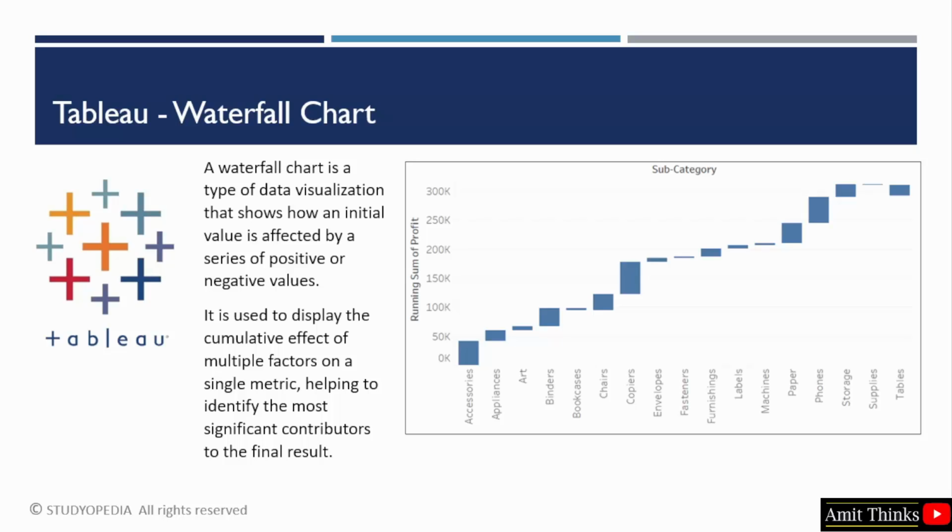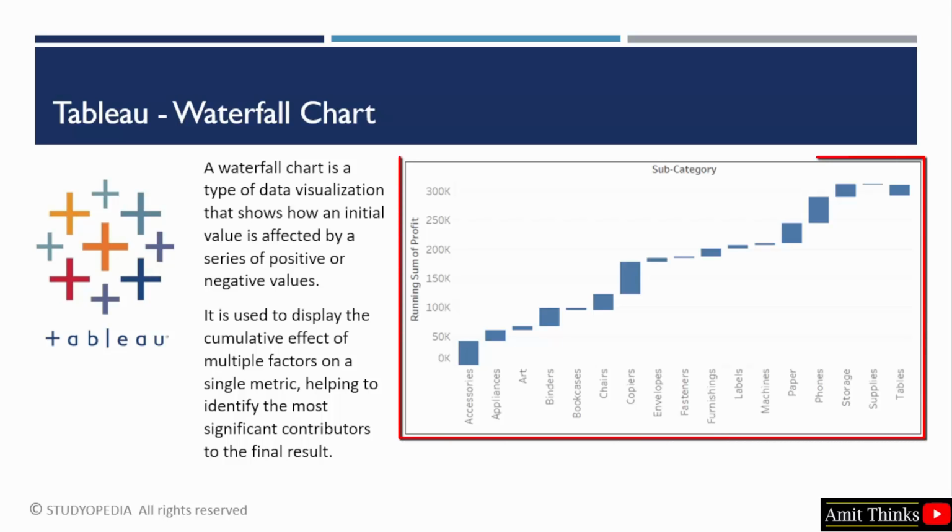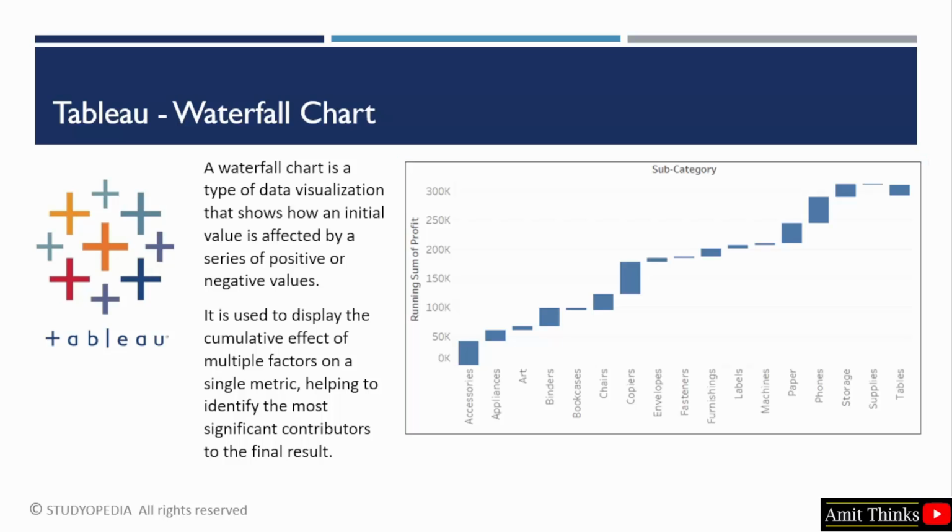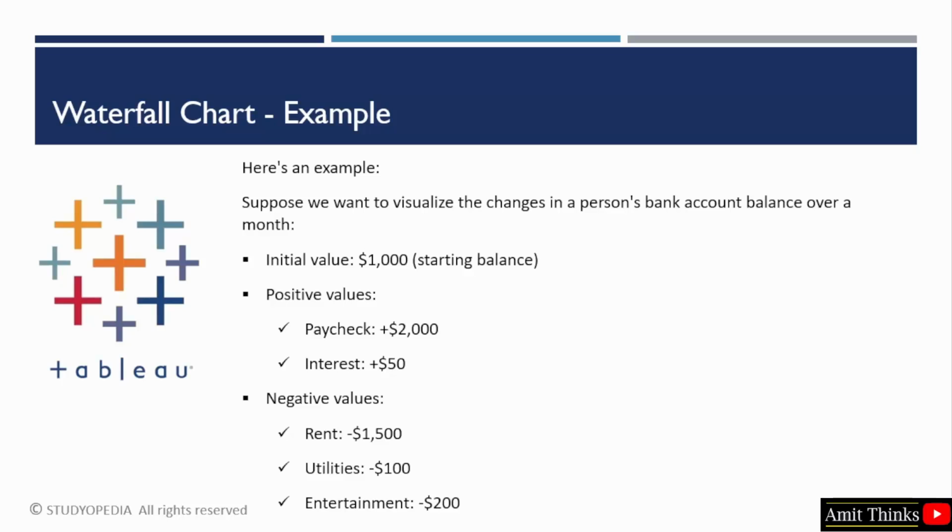A waterfall chart is a chart through which you can easily display how an initial value is affected by a series of positive or negative values. In the right image, you can see the running sum of profit based on subcategories. You can display the cumulative effect of multiple factors on a single metric, which helps identify the most significant contributors to the final result. So let us see an example to understand.